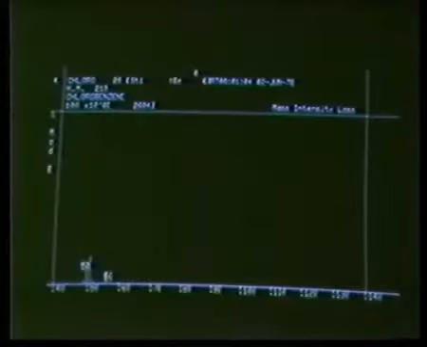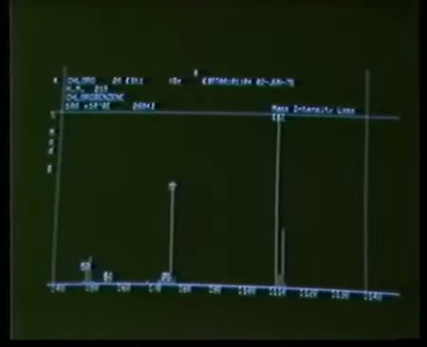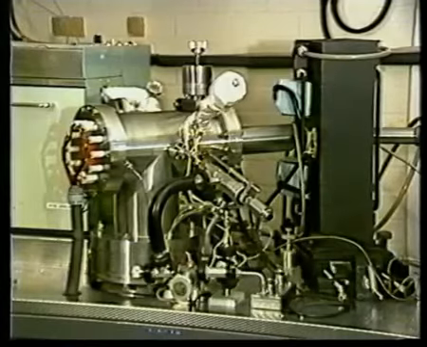The output from the detector is displayed on a screen. You will notice 2 or 3 peaks here clearly displayed. These can be enhanced by a computer like this. Let's now look at the mass spectrometer in more detail.